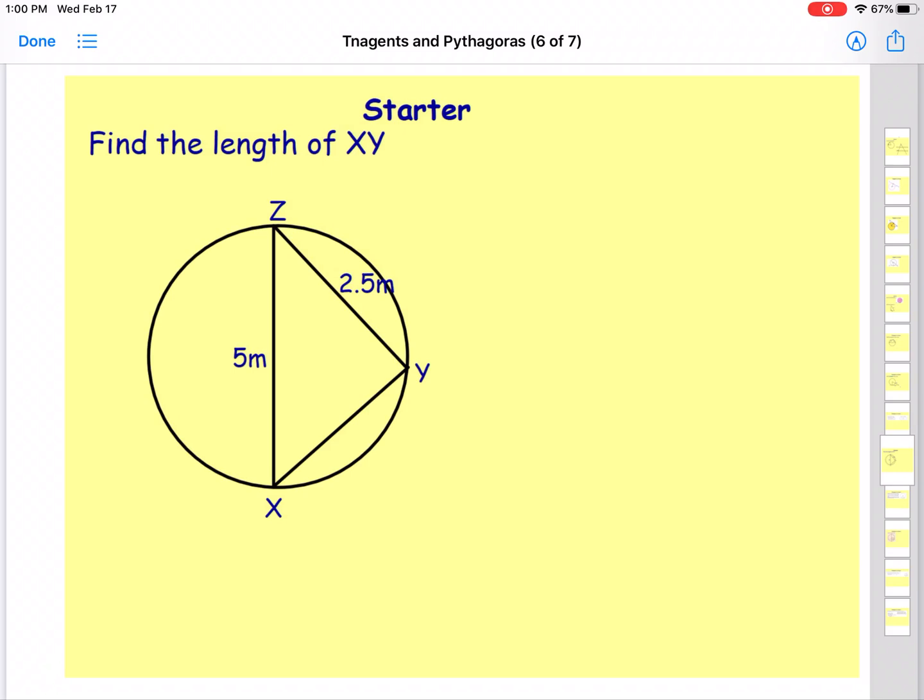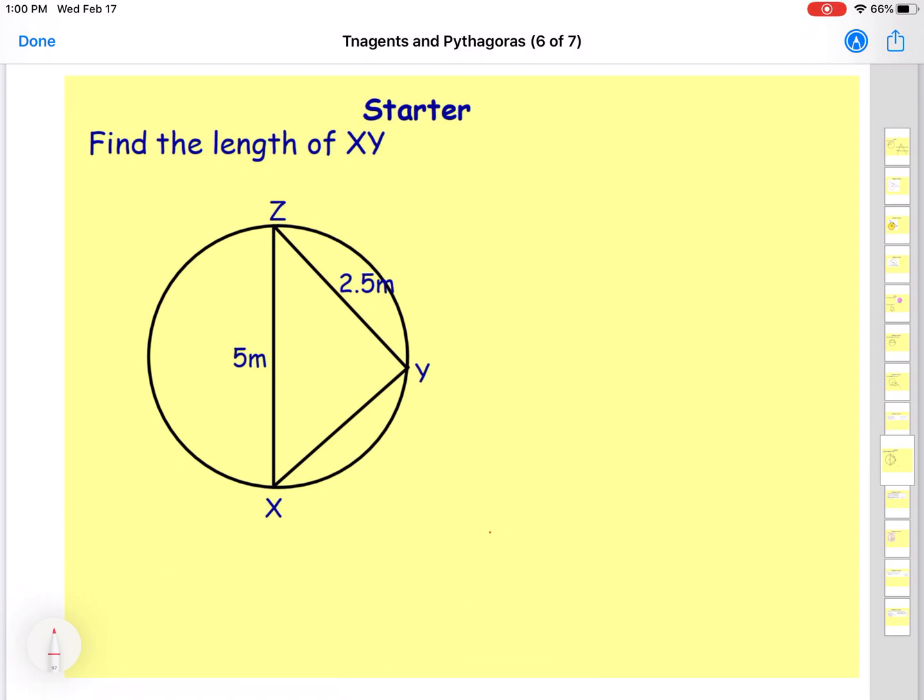Hi everyone, this is the second video looking at performing calculations for Pythagoras' theorem when we find right angled triangles in circles. The question here for your starter is based on the stuff that we have done last lesson, so please complete this and then come back on for the answers.